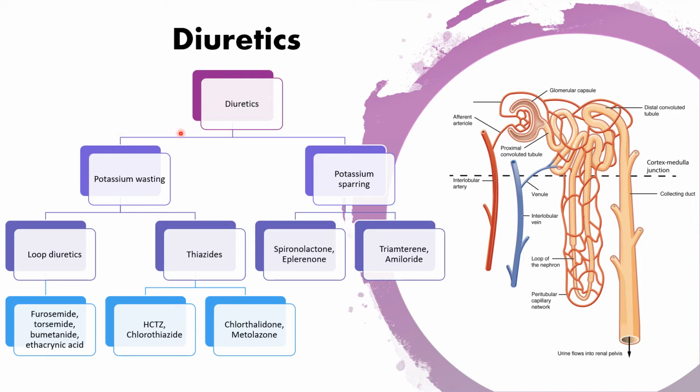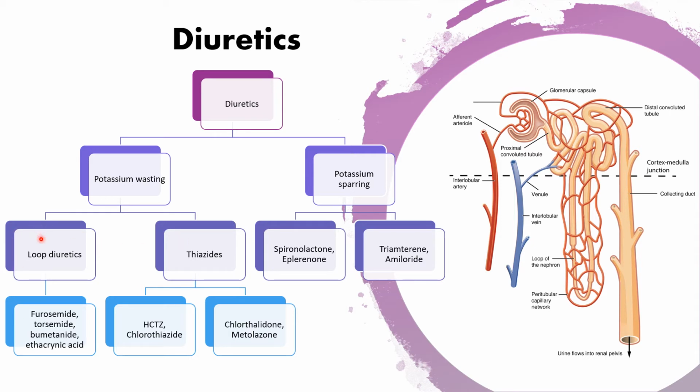We have potassium wasting and potassium sparing diuretics. Potassium wasting diuretics get rid of potassium as well as water. So we have loop diuretics and thiazide diuretics. These two drugs promote diuresis as well as the wastage or the excretion of potassium. So usually you might need to supplement the patient with potassium just to make sure that their electrolytes are balanced.